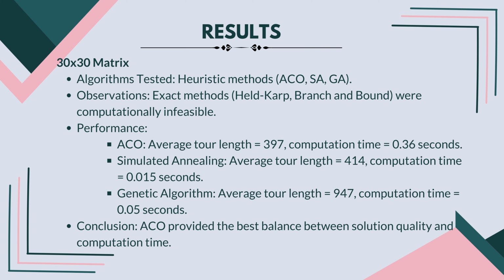For the 30 cross 30 matrix, exact methods became computationally infeasible because of their exponential time complexity. Among the heuristics, ant colony optimization emerged as the most effective one with a reasonable computational time. Simulated annealing also performed well, offering a near optimal solution in the shortest time of all algorithms tested. The genetic algorithm, however, produced suboptimal results with an average tour length of 947. It highlights the limitation for larger instances. These findings underline the scalability and efficiency of ant colony optimization and simulated annealing for larger problem sizes.